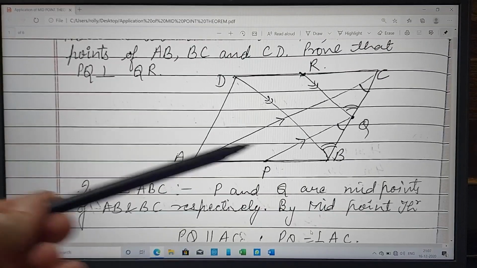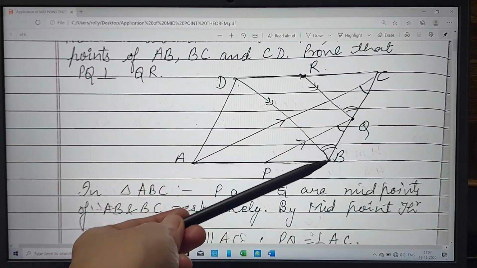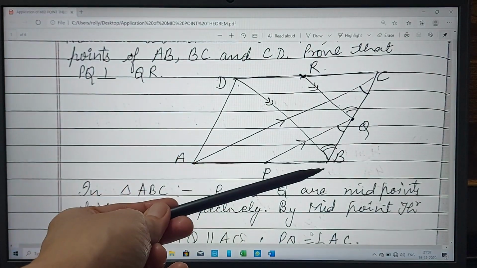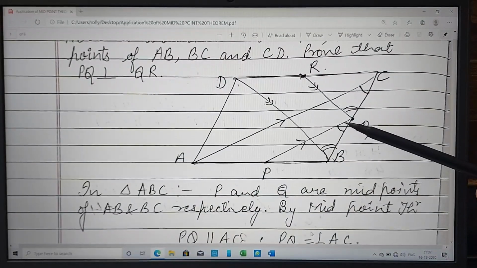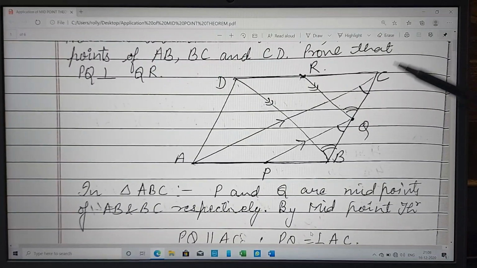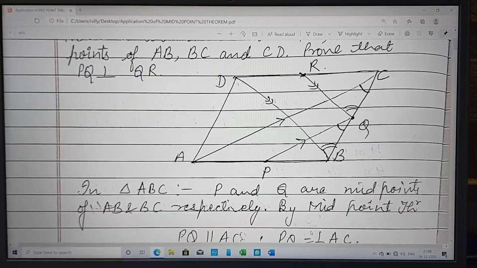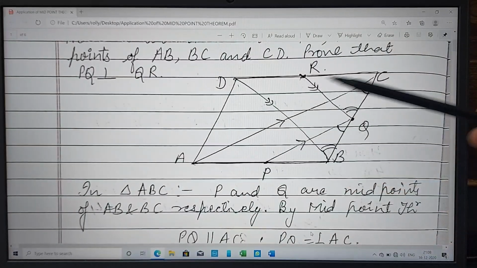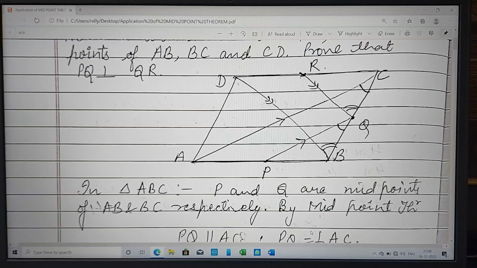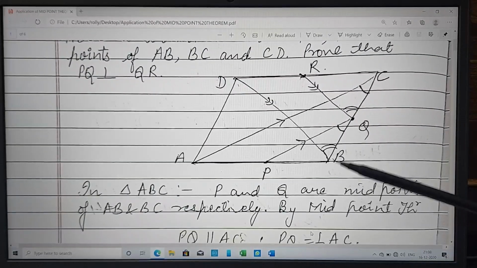If PQ and AC are parallel to each other, then angle PQB and angle ACB are equal. If you extend AC this side and PQ this side, then BC is the transversal and PQ and AC are the parallel lines. So angle PQB and angle ACB, both the angles are equal to each other because they are corresponding angles.